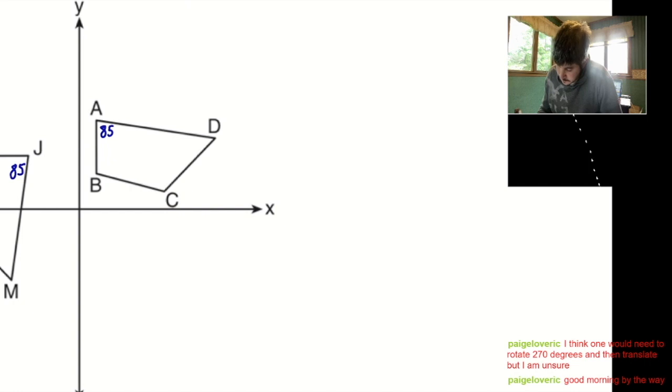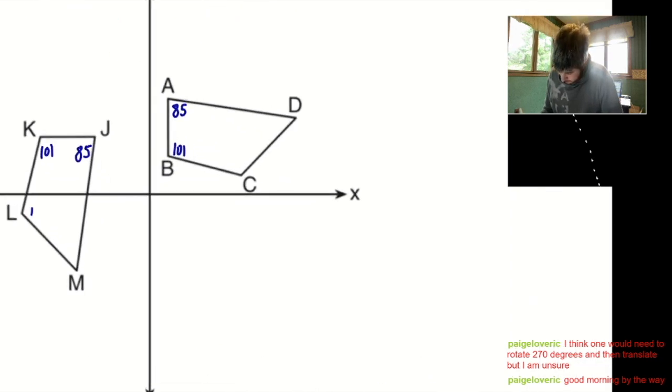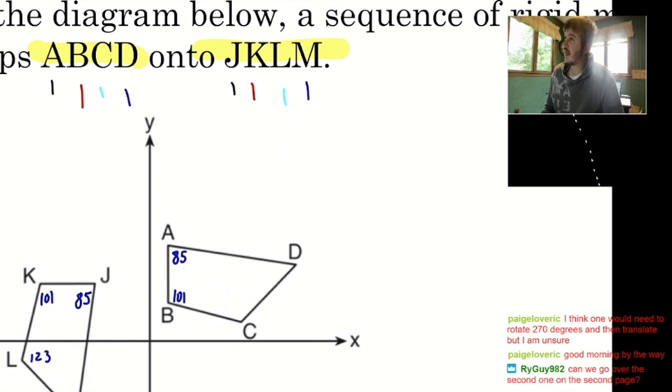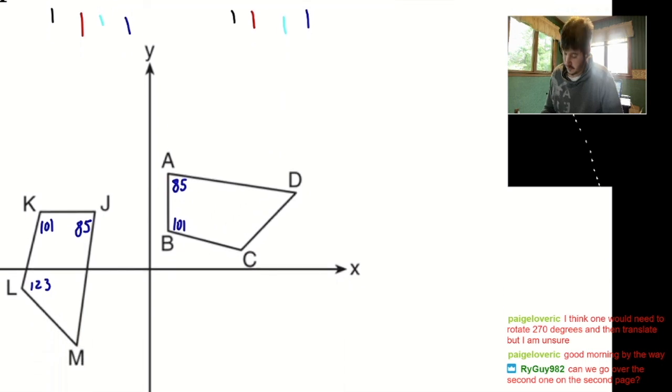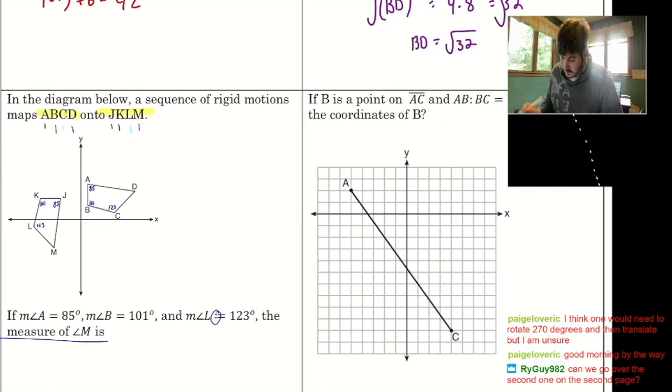B is 101. If B is 101, K is 101. And L is 123. I don't know why that's a typo. But L is 123. And what mapped up with L? Let's see. 123. So now you can find D and M. They're the same thing. If you know that a quadrilateral has 360 degrees, it should be pretty easy to figure out from there. All right? So hopefully that answers the rigid motion question.